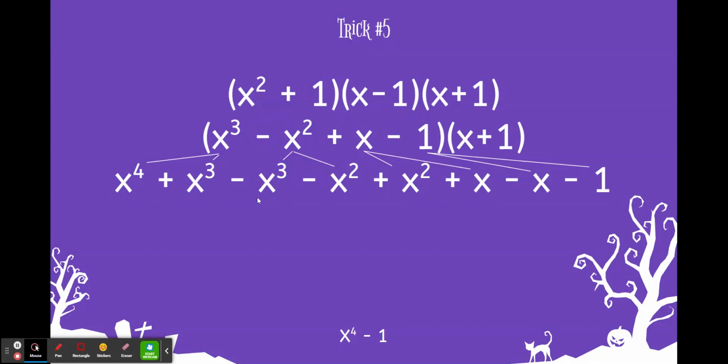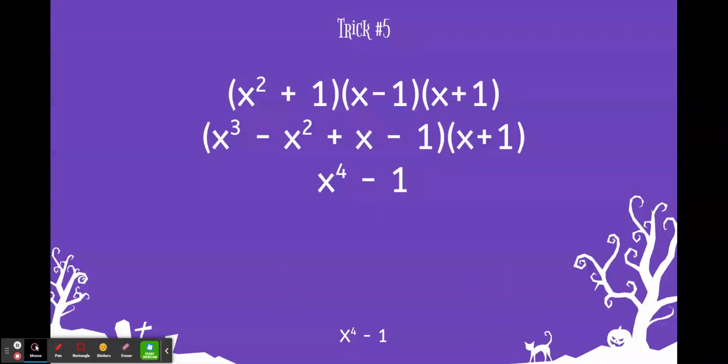Now, if you look at the result here, you can see some really cool stuff. X to the 3rd minus x to the 3rd cancel each other out. Negative x squared plus x squared cancels out. Same thing over here. Plus x minus x cancels out, and you are left with x to the 4th minus 1. So x squared plus 1 times x minus 1 times x plus 1 is x to the 4th minus 1. So we did a couple steps at the beginning to get you to x to the 4th minus 1.